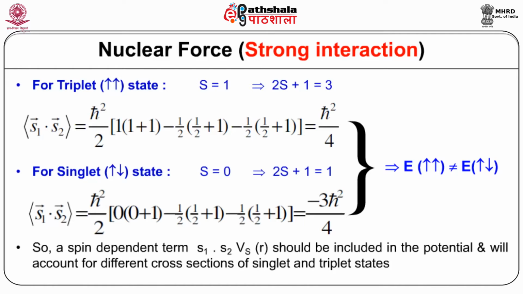So it is clear that when the spins are parallel, that is the triplet state, and when the spins are anti-parallel in the singlet state, the expectation values of S1 dot S2 are different. So a spin dependent term S1 dot S2 V(r) should be included in the potential and will account for the different cross sections of singlet and triplet states.